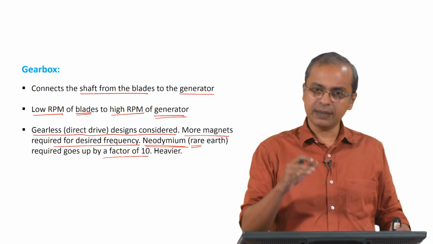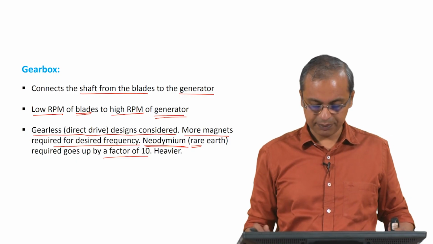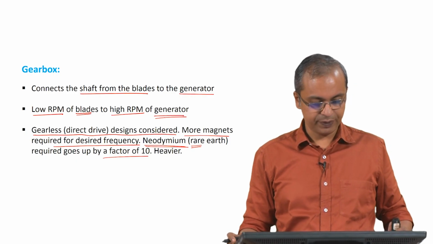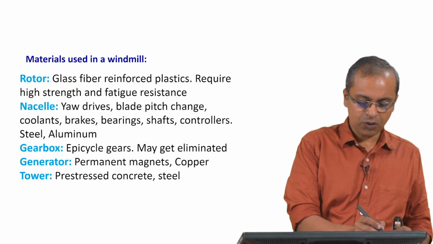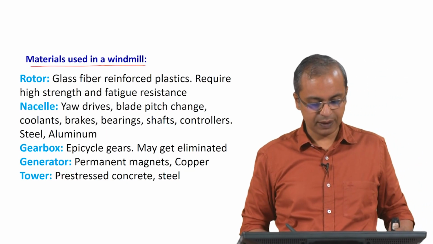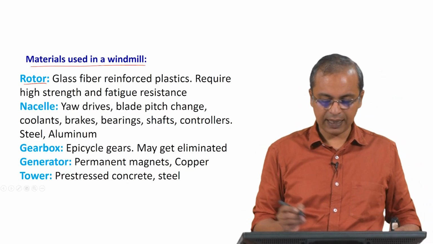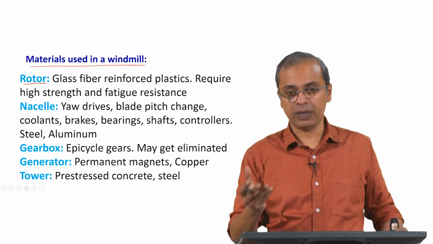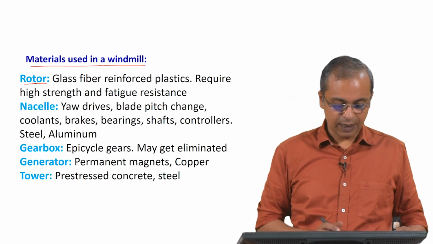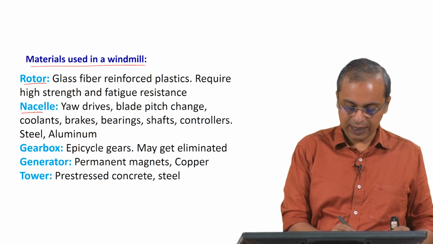So, right now geared versions are still used, and it is something that we have to stay aware of. Again, as I said, this is a summary of what is being used in the windmill. You could use rotors which are glass fiber based, but as I said we could also look at aluminum, we could look at steel. The nacelle actually houses all of these or has connections to all of these.